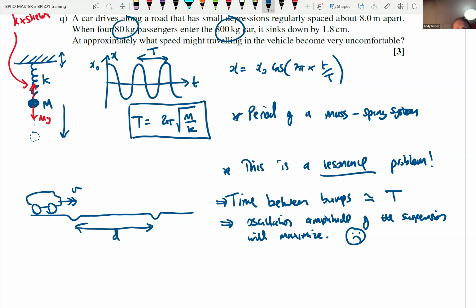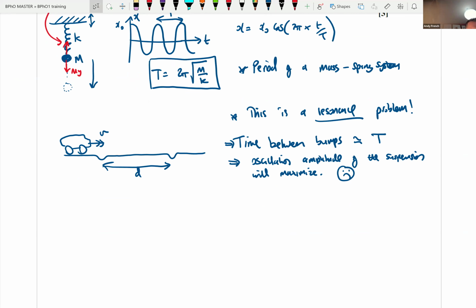And what we're saying is it sinks by 1.8 centimeters. That's the equilibrium sink, if you like. So that's kind of like x naught. Let's go and work this out. That means we can think about our spring constant, so let's just do that first.